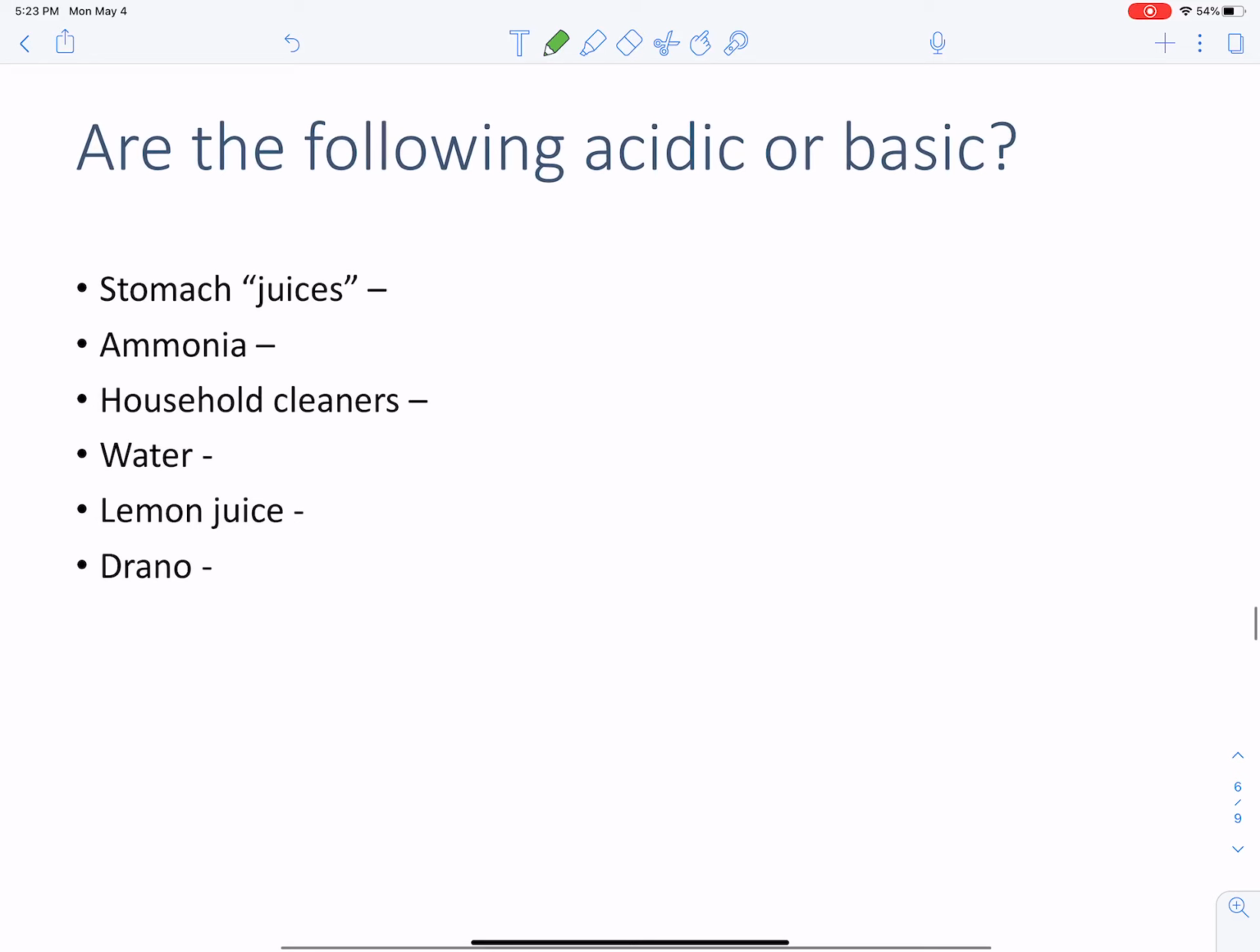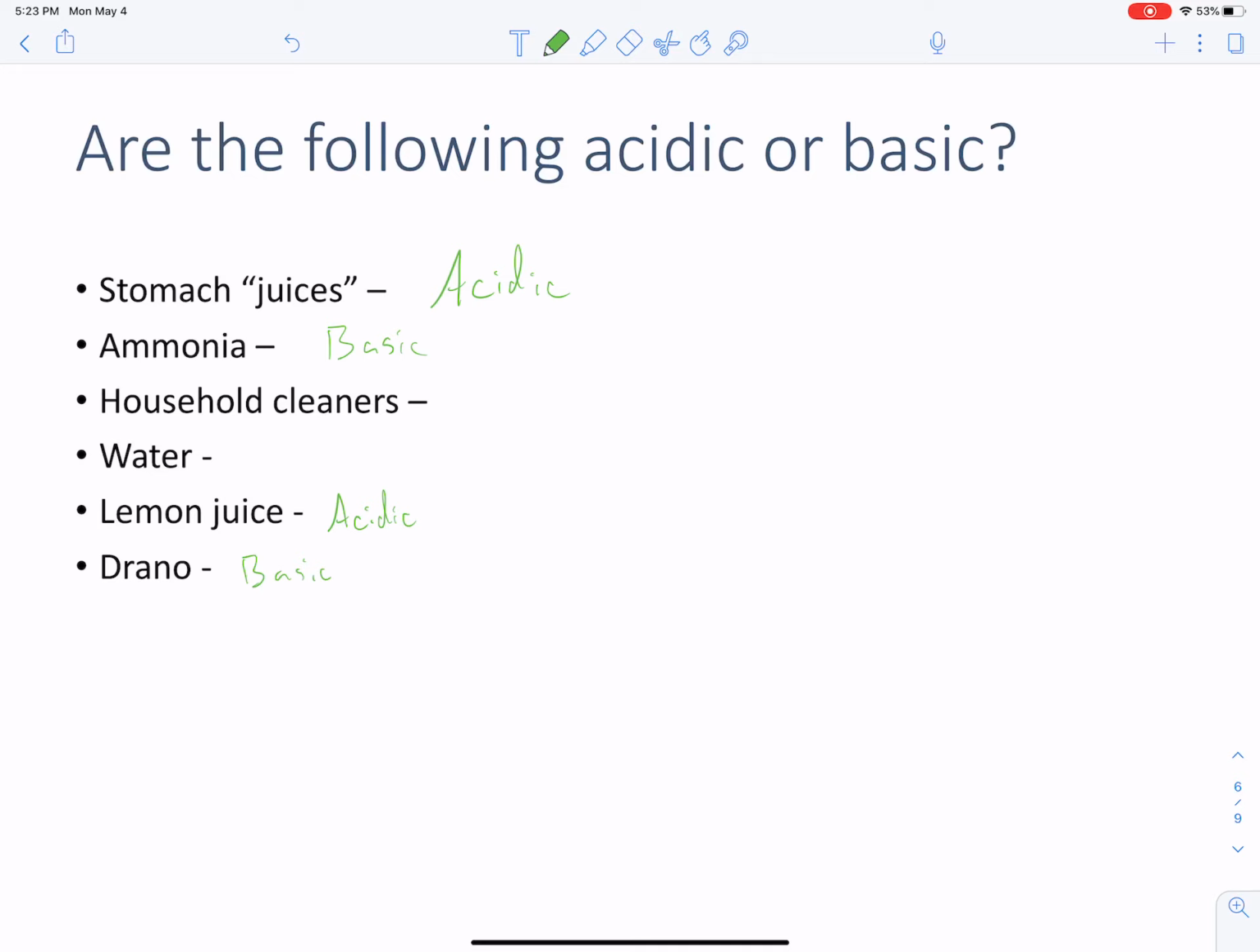So let's think through some of this stuff. What about stomach juices? Well, I already said stomach acid a while ago. That's a nice little acidic kind of thing. Ammonia? I already said it's basic. So it's a base. What about water? Well, let's skip that one. How about lemon juice? Lemon juice is acidic. What about Drano? Basic.